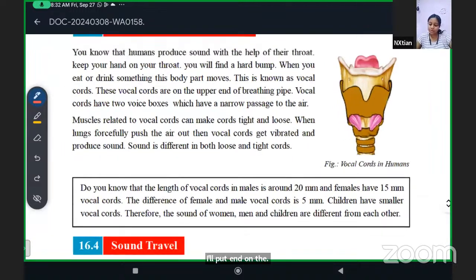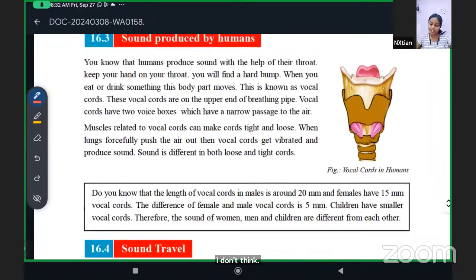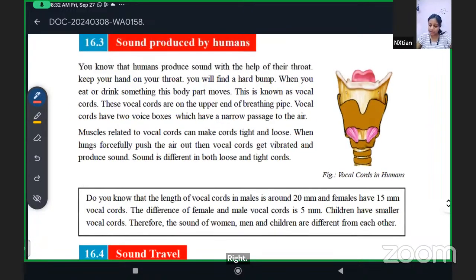Vocal cords are two folds in the voice box which have a narrow passage. So that is the larynx, right? The muscles related to vocal cords can make the cords tight and loose. So the vibration is also taking place in our vocal cords while we speak.